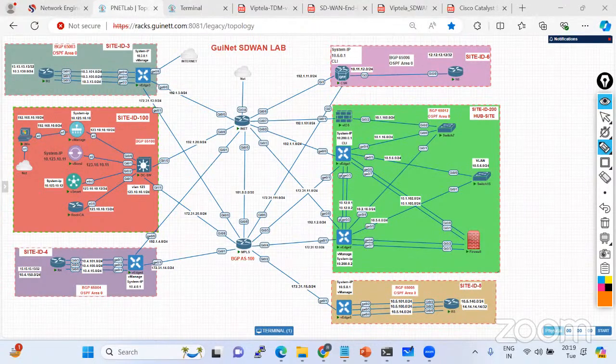So what is SD-WAN? Before I can explain SD-WAN, we should know what a WAN is. Anyone want to explain what a WAN is? Anyone? I want to understand your version. How do you define the WAN? Yes, Jai, you can try.